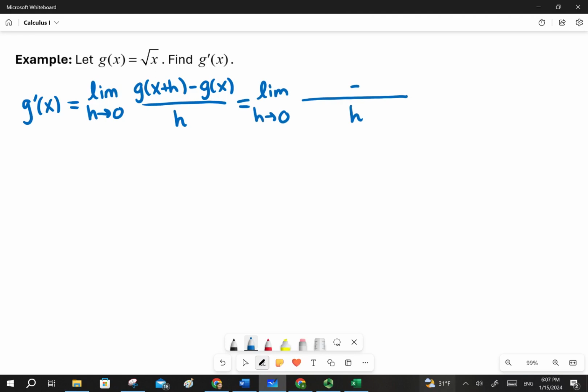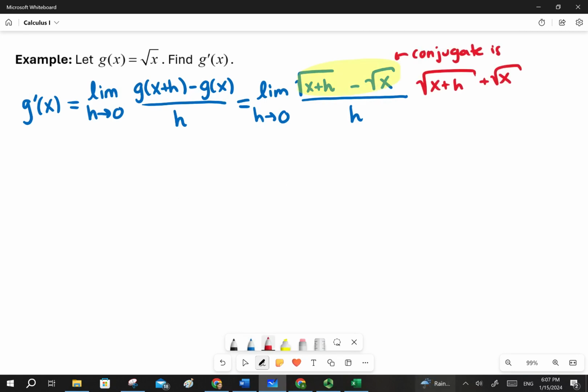g of x is the square root function here, so g of x plus h is the square root of x plus h, and g of x is the square root of x. It may look more intimidating than previous problems we've done with square roots, but multiply the top and bottom by the conjugate of the numerator, and simplify until we can plug in h equals 0 without getting 0 over 0.